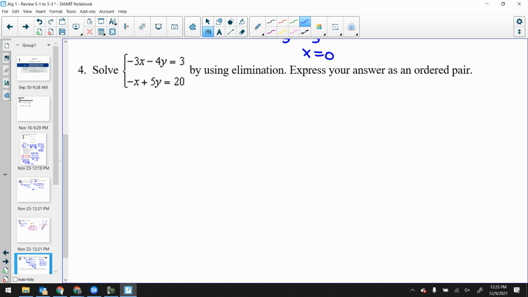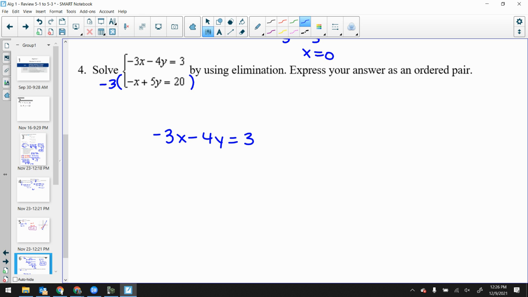Now, what am I going to multiply? And in which equation am I going to multiply it? Negative 3 in the bottom equation. I'm going to choose a 3 in the bottom to make our x's line up. But they're both negative already, and if they're both negative already, I need to change that sign. Okay? Top equation is going to remain exactly the same. Negative 3x minus 4y equals 3.